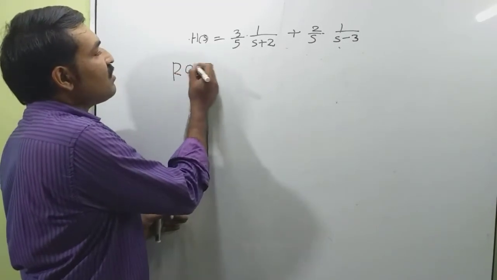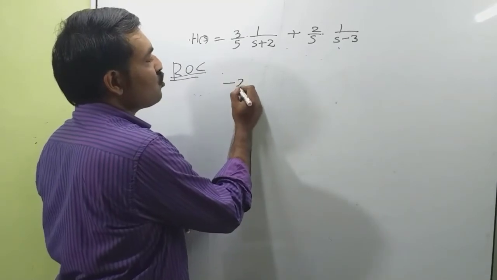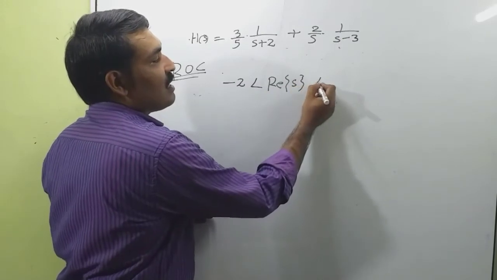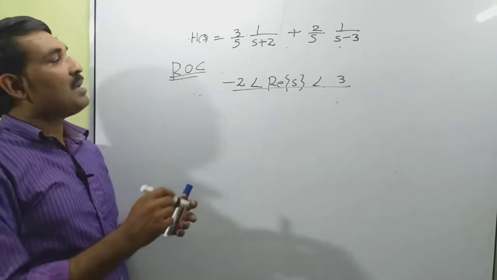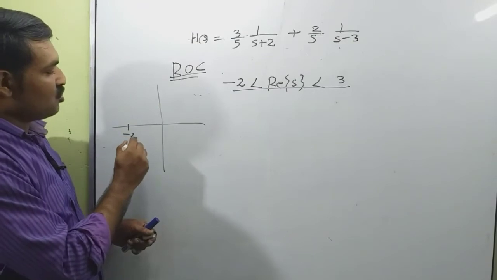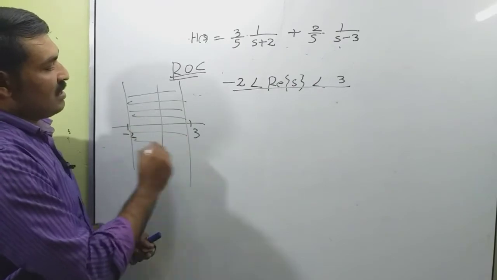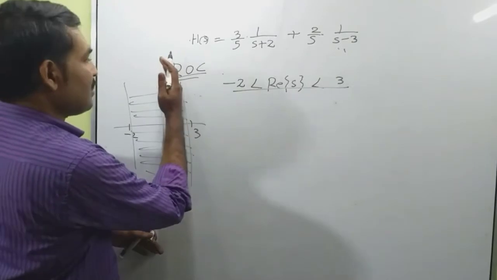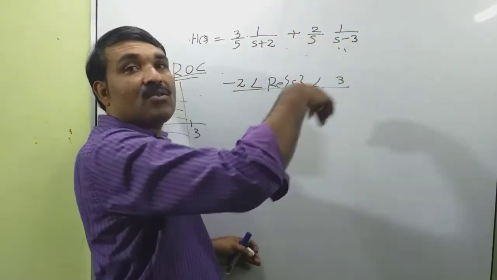Now the region of convergence is real of s, that is minus 2 less than real of s, that is sigma less than 3. Now take the inverse Laplace transform. Our region of convergence is minus 2 to 3, this region. For this portion of the signal, the region of convergence is towards the left-hand side, that is, this is an anti-causal signal.